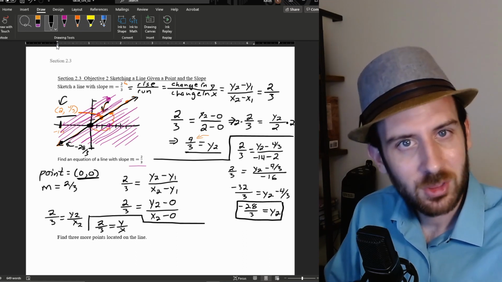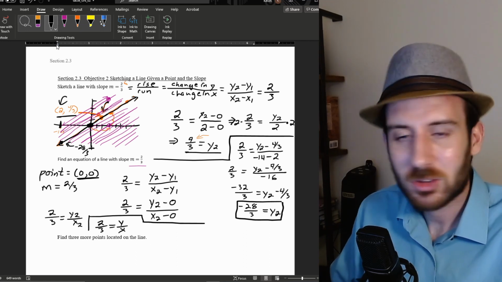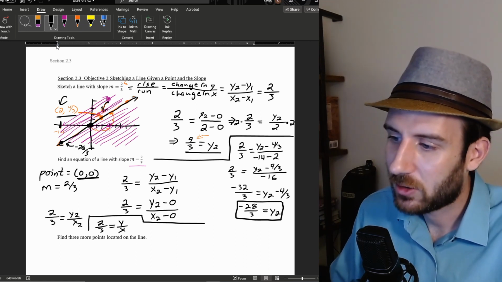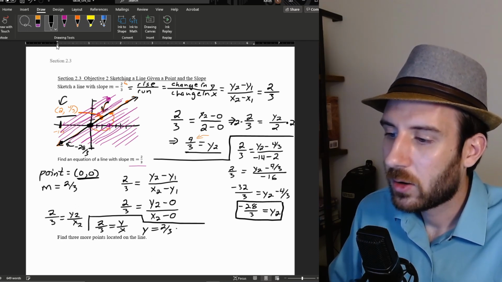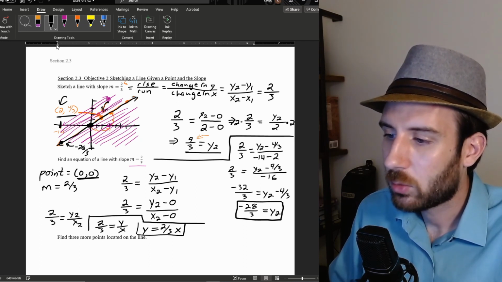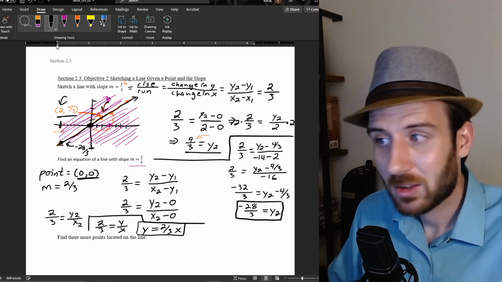Can I solve out for y the way that we're used to seeing equations? Sure, I'm just going to multiply both sides by x, because right now I have x in the denominator. So that would be y equals 2/3 x. And that would be the equation of the line that we're playing with. Don't believe me? Let's check.